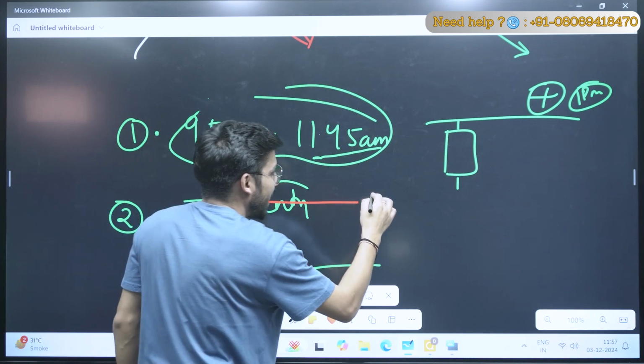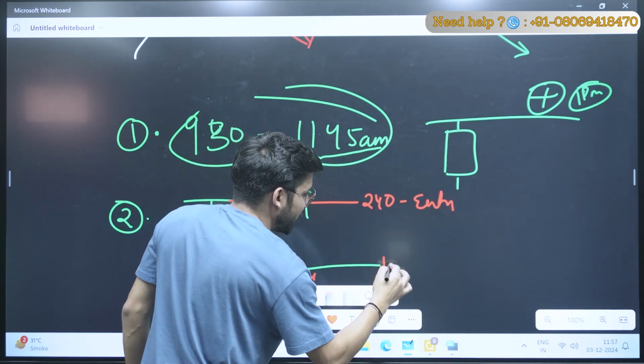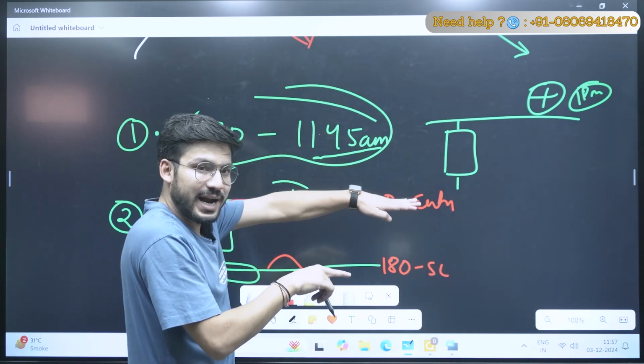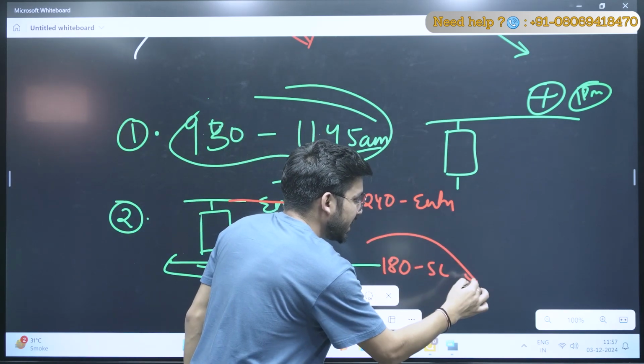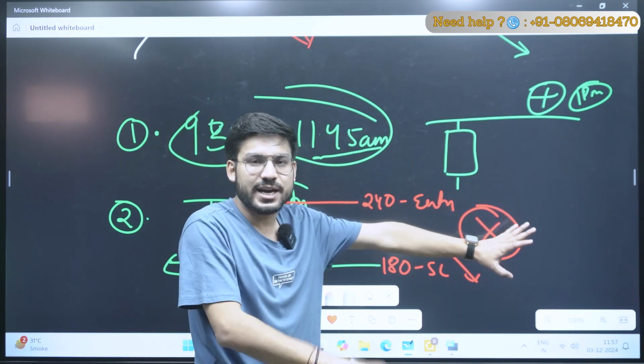For example, the high was 240, so 240 was my entry point, right? And suppose 180 was my stop loss, right? The market, before making the entry, breaks the low. Okay, so then this strategy will be failed. You don't have to use that strategy in that scenario, right?